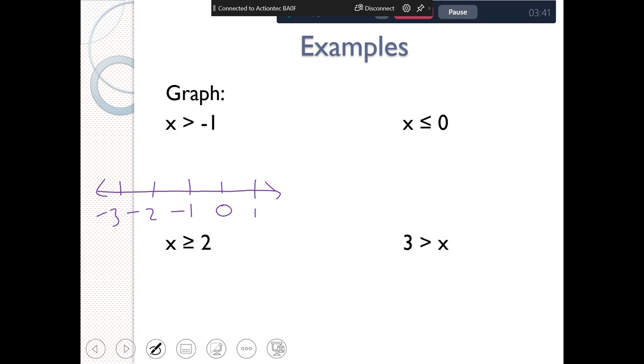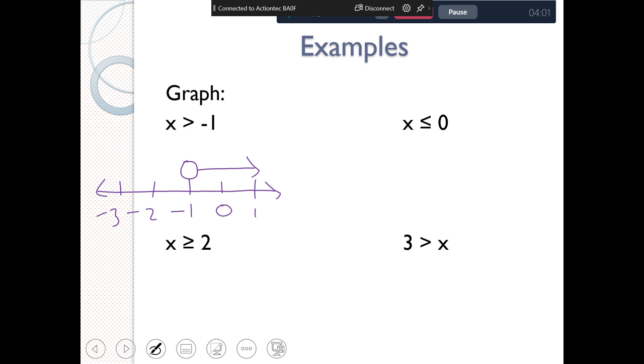All right, then we need to look at our inequality sign. It does not have an equal sign. So that means it's going to be an open circle, and it is greater than. So that means it's going to go to the right. Okay?